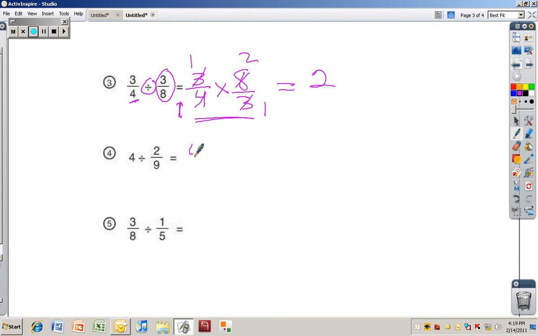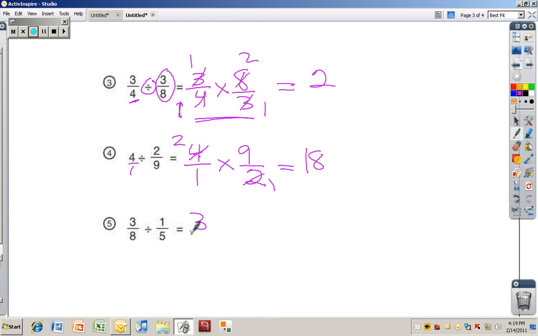The next one, you should have done 4 over 1 times 9 over 2. Again, here I can cross-reduce these. That's a 2, that's a 1. 2 times 9 is 18. 1 times 1 is 1. There's no reason to write a 1 under that 18.